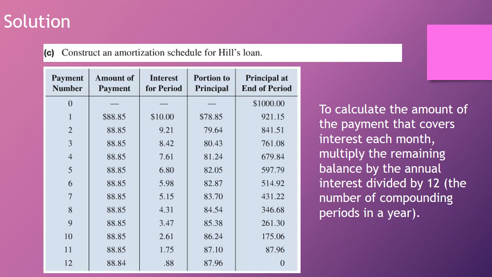Then you do it all over again. $88.85 is her payment. 921.15 times i gives you $9.21. Notice it's gone down. Subtract that from the $88.85. The portion that goes to principal is $79.64. Subtract that from $921.15, and you have the remaining principal. And you continue this until you end up with 0. Notice at the very end, $88.85 would actually be going over the amount that's left. So sometimes your last payment will be slightly different.